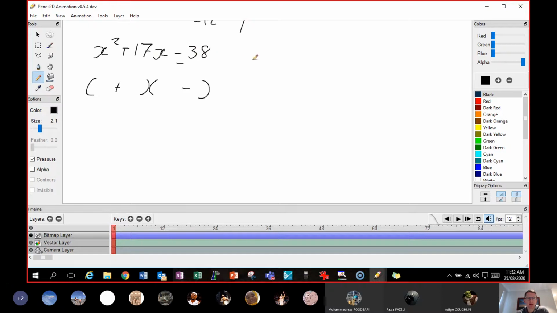What do we got? 38, half of it would give me 19, so it would be 19 and 2. You could have 19 times 2 would give you that, and the difference between those would be 17. So it's going to be plus 19 and minus 2 to give you positive 17, because that's going to give you 19x and that's going to give you minus 2x.